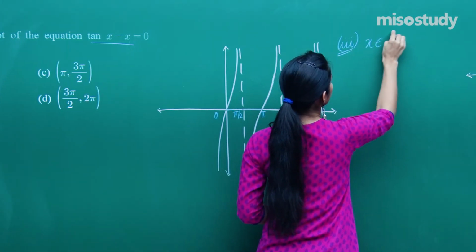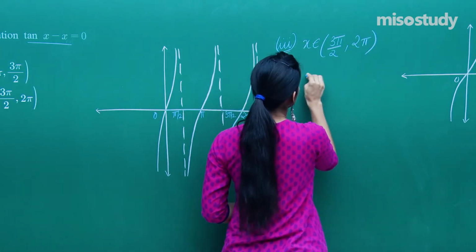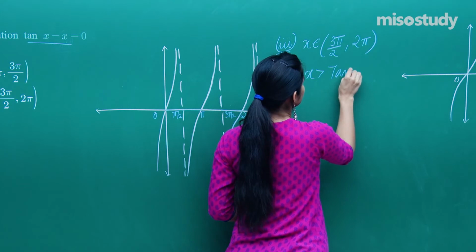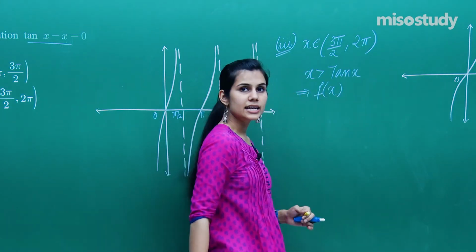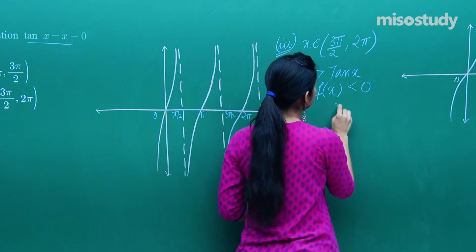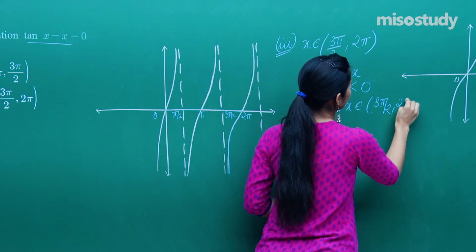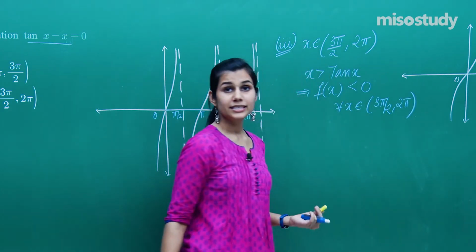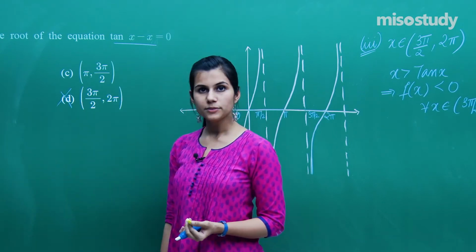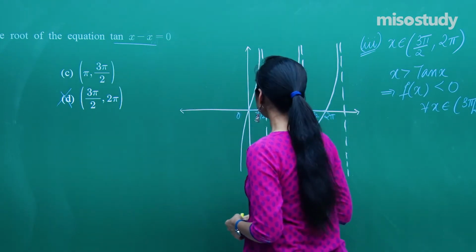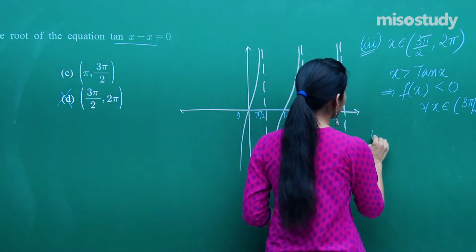So for x belonging to 3 pi by 2 to 2 pi, x is greater than tan x, which implies tan x minus x is less than 0. So f x is less than 0. That means it is not equal to 0. So definitely this is not the answer. What about pi to 3 pi by 2? Over here if you see pi to 3 pi by 2, let's try and observe.